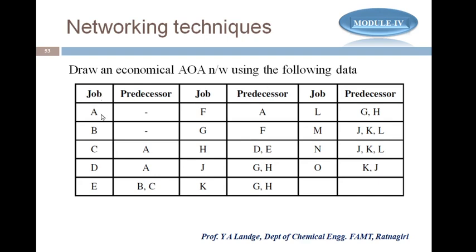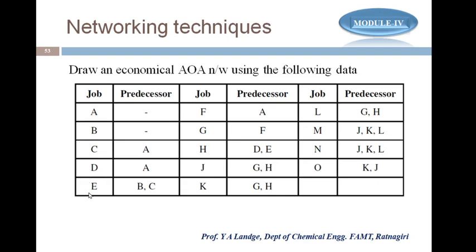Here the column gives the job. The job is the activity: A, B, C, D, then F, G, H, J, K up to O. And these are the predecessors. What do we mean by predecessor? A predecessor means this job depends on another one. Just like activity C can start only when A is completed. That's why A is the predecessor for C.